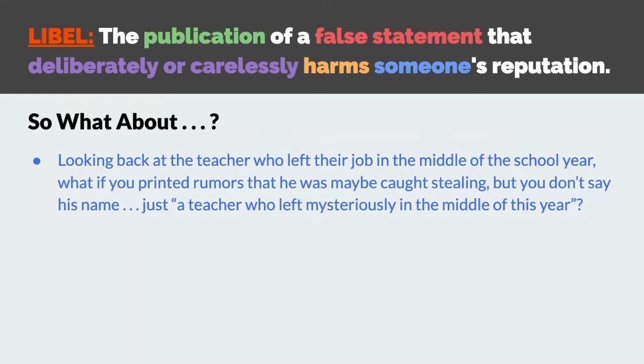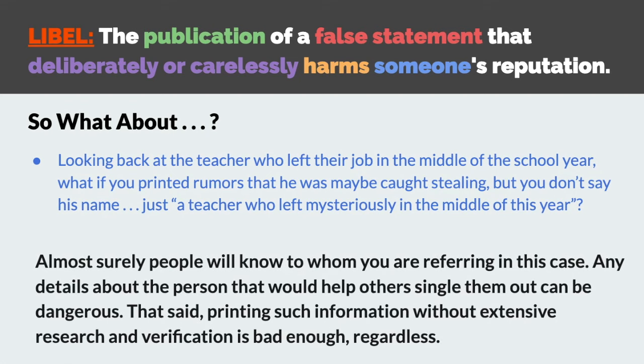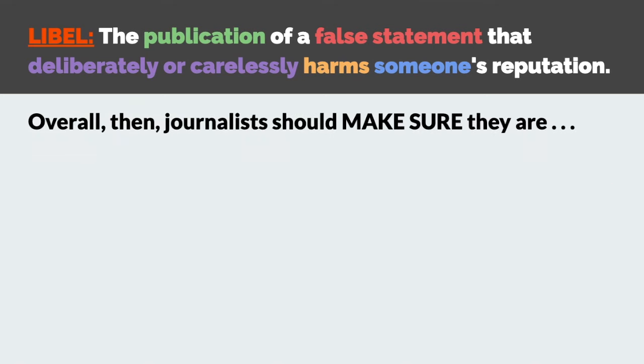So looking back at that teacher who left in the middle of the school year, and you have these rumors, you can't just leave their name off and consider yourself safe. If you're saying it's a teacher who left halfway through the year, people probably know who you're talking about. And in other stories, other information about where or when things happened often identifies them, whether you use their name or not. So be very careful.